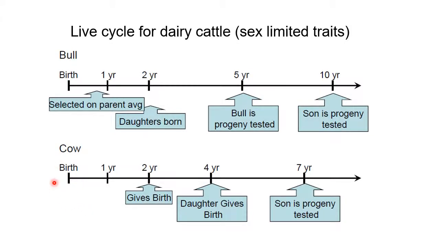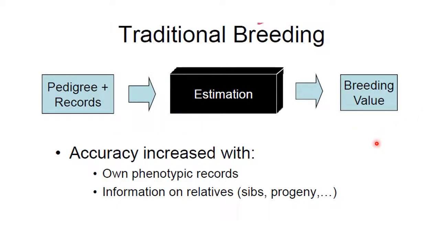So you have the birth of the cows. She gives birth when she's about 2 years old. Her daughter's 4 years old, and the son will only be progeny tested once she's in the region of 7 years old. So if you think back of the key equation, this actually extends the generation interval tremendously, and history has taught us in the past that it's an extremely long process until you are sure about the actual breeding value of an AI sire.